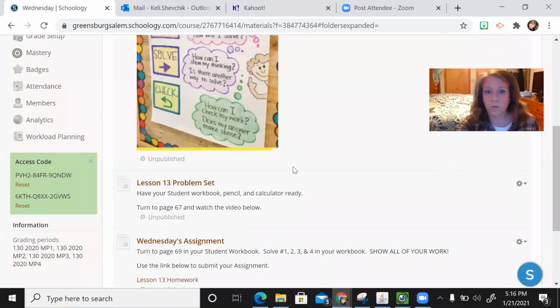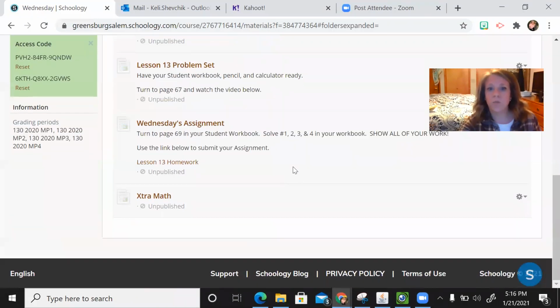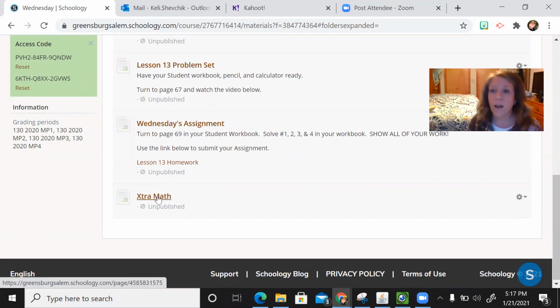So when we go back to your Schoology, today's Wednesday, and here's your Wednesday assignment. You're going to turn to page 69 in your student workbook, and you're going to solve numbers 1, 2, 3, and 4. Solving them, showing all of your work in this workbook. Then at the end, you click on this link and you submit your final answers. After you submitted your answers, you're going to get on Extra Math and practice your facts for about 10 minutes.